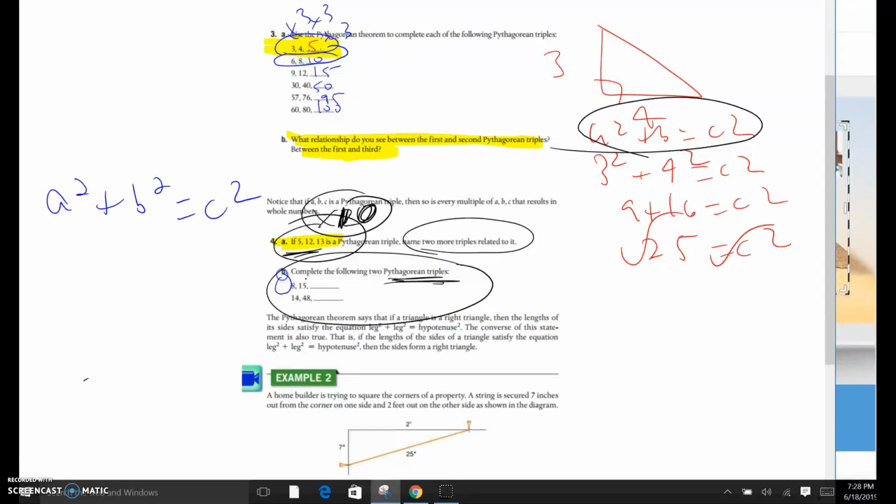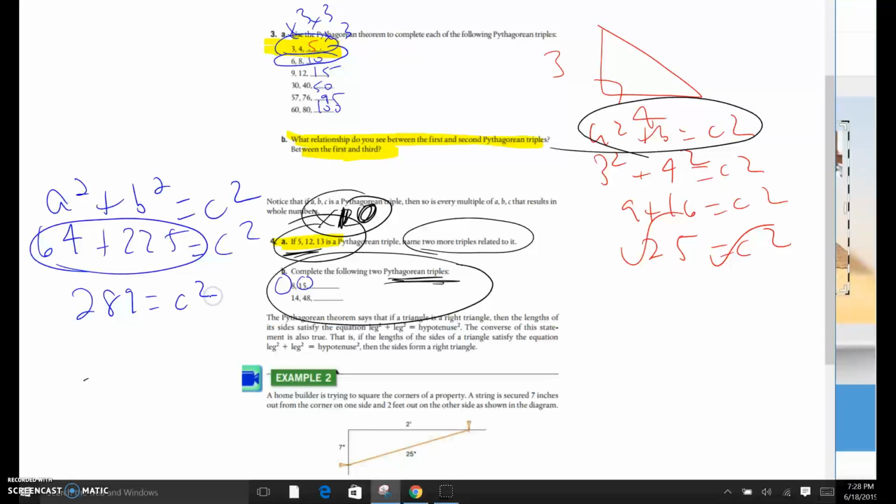Okay, so if this is my A and my B, so 8 times 8 is 64, or 8 squared. 15 times 15 is 225. And I'm trying to figure out c squared. So if I add those together, what is that? Is that 289 equals c squared? And again, I just need to undo the math to get my variables on one side, numbers on the other. There's no add or subtract, but there's a square. So to undo the square, I need to square root.